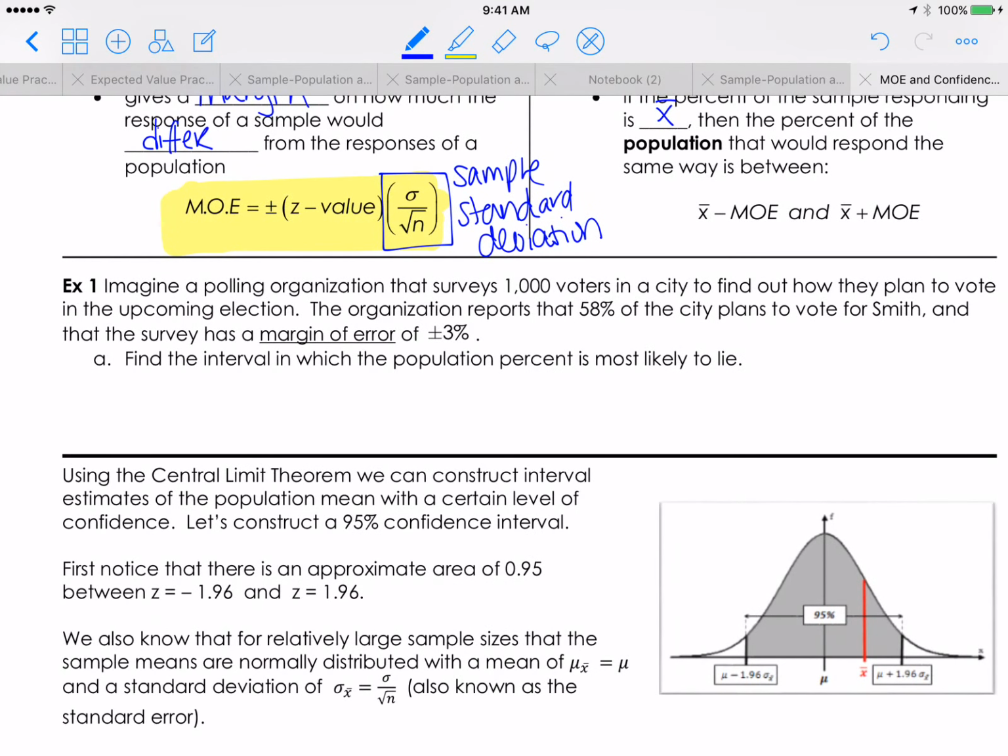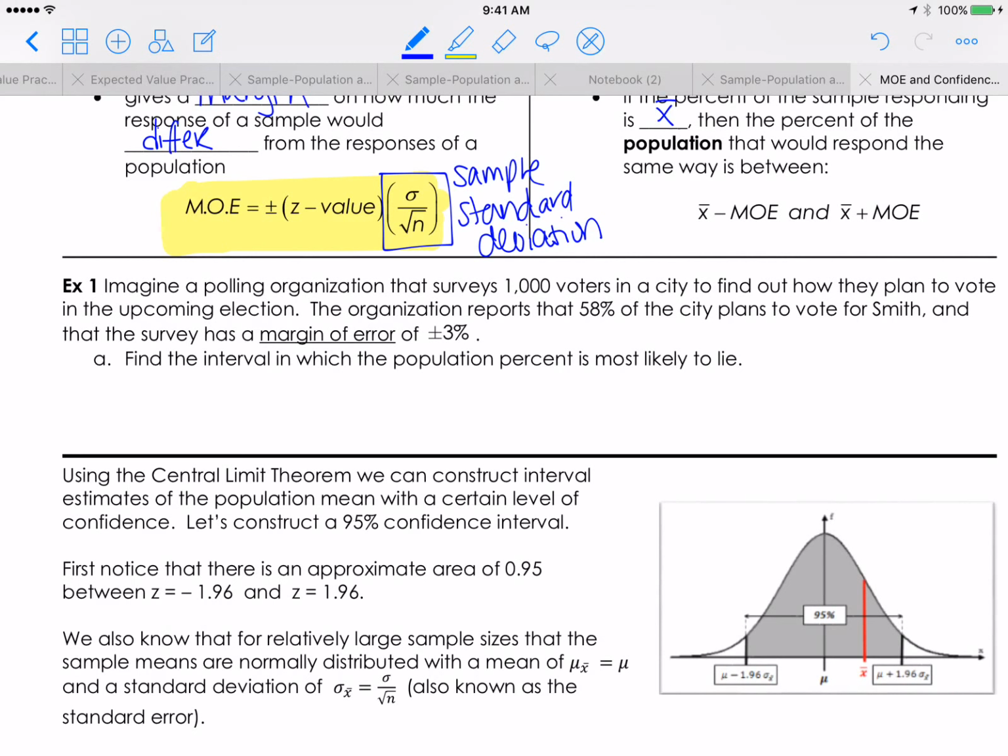So imagine a polling organization that surveys 1,000 voters in a city to find out how they plan to vote in the upcoming election. The organization reports that 58% of the city plans to vote for Smith and that the survey has a margin of error of plus or minus 3%. So find the margin of error.